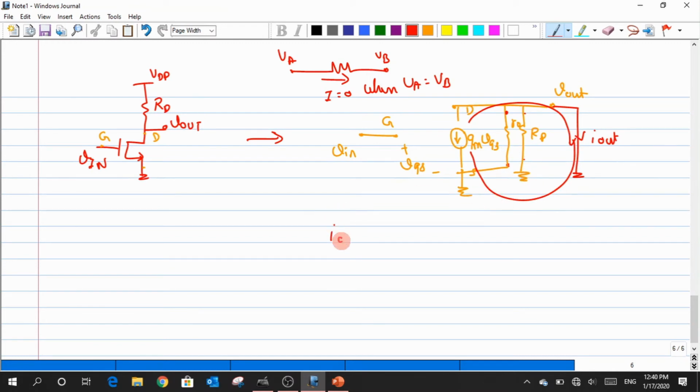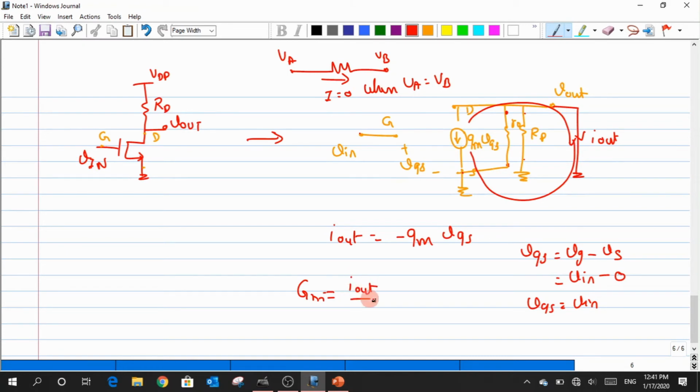So now one could write this I out as something like minus GM times VGS, and I need this VGS to be expressed in terms of Vin. So I use the same formula of expressing VGS as VG minus VS, where the VG is connected to Vin and the source is connected to my ground. So VGS is nothing but my Vin. I plug in those and I can extract the value of capital GM to be equal to I out by Vin, and that is nothing but minus GM.